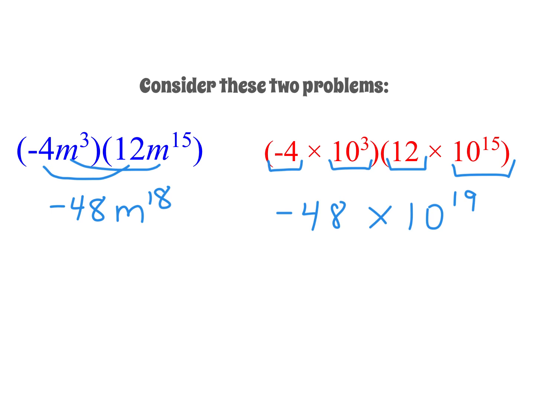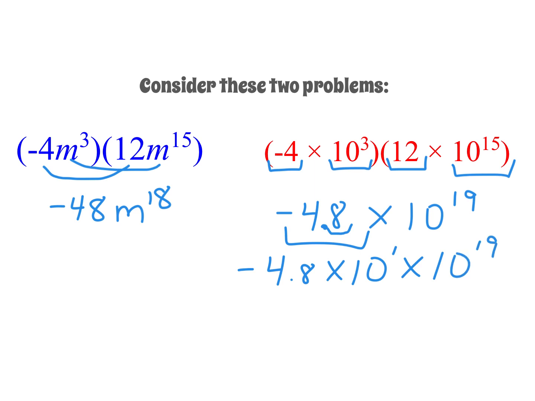The reason it's not in scientific notation is because negative 48, the absolute value of that, is too big. So I need to adjust it. I need to put the decimal point between the 4 and the 8, just like we did before. So this number in scientific notation is negative 4.8 times 10 to the first power. And then we're going to multiply that by 10 to the 19th power. So what I'm left with is negative 4.8 times 10 to the 20th power. And that's how you do that problem.